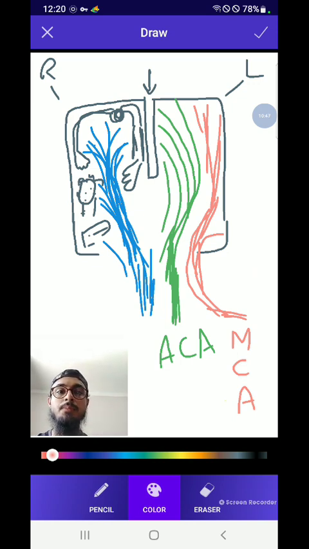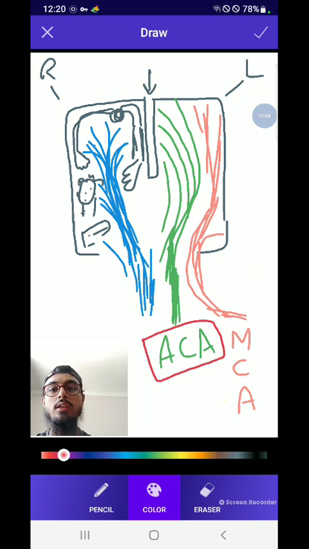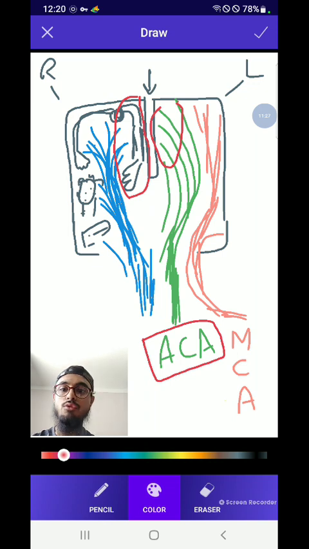If there is a stroke of the anterior cerebral artery, see the area of supply of the anterior cerebral artery, this medial area. The medial side of the primary motor cortex controls the foot, the legs and the hip joint. So if there is an anterior cerebral artery stroke, the clinical symptoms appear in the foot, legs and hip joint: paralysis of the lower limb.